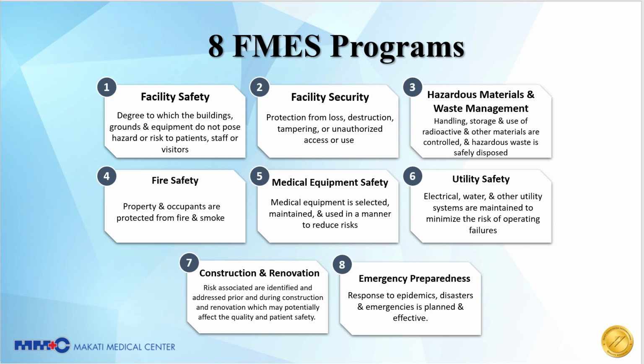The Utility Safety is the 6th program on safe management of electricity, water, and other utility systems. 7th is the Construction and Renovation Safety Program, which identifies all risk-associated factors addressed prior to and during construction and renovation, which may potentially affect quality care and patient safety. Lastly is the Emergency Preparedness Program, which guides us on effective response and plans for epidemics, disasters, and emergencies.